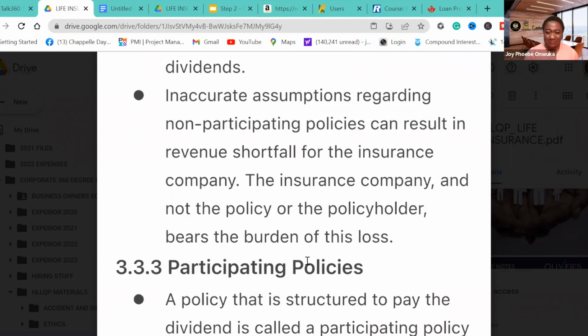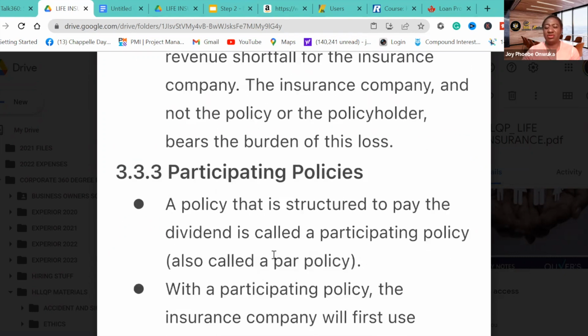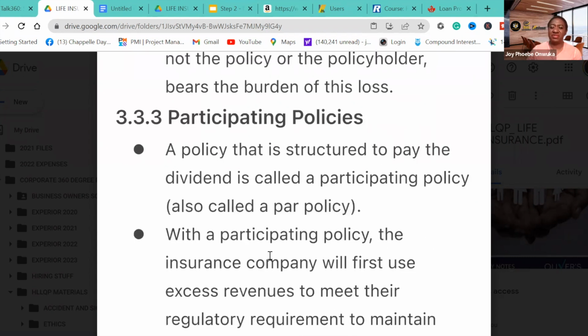Inaccurate assumptions regarding non-participating policies can result in revenue shortfall for the insurance company, and the insurance company and not the policyholder bears the burden of this loss. Because when you were enjoying, you eat alone, so you bear it. Okay? Even the participating whole life company with their shortfall doesn't come back to policy owners. So we've said that before in the previous point.